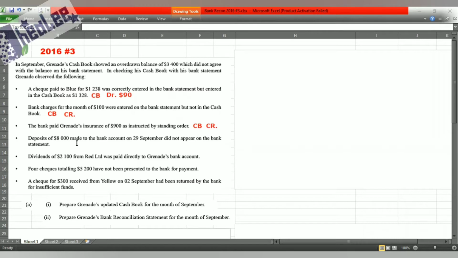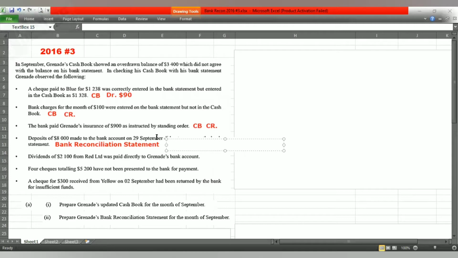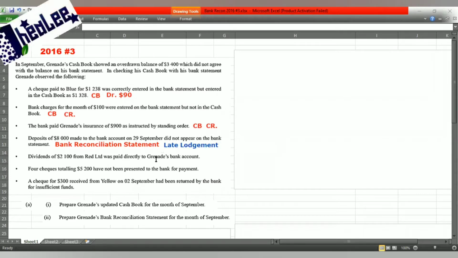Deposits of 8,000 made to the bank account on September 29 did not appear on the bank statement. Because this did not appear on the bank statement, you're going to use this to prepare your bank reconciliation statement. And because it is a deposit that wasn't reflected on the bank statement, this is a late lodgement. So that will be used when preparing your bank reconciliation statement.